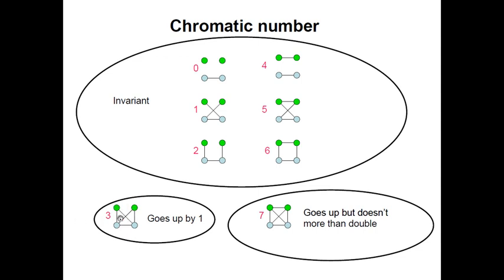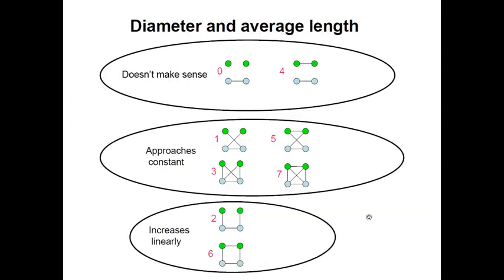In model 3, the chromatic number goes up by 1 every time step. And in model 7, it always increases. It doesn't more than double, and we don't have an exact description of it. And you can also study things like the diameter. I mean, there are exact formulas for these things in the paper.